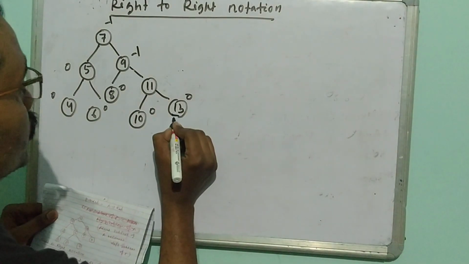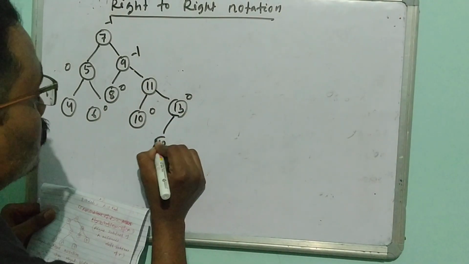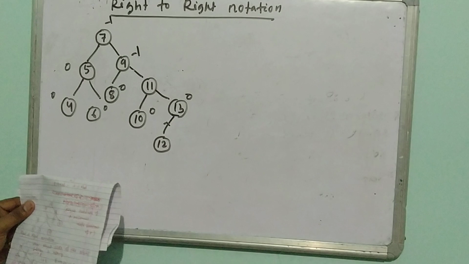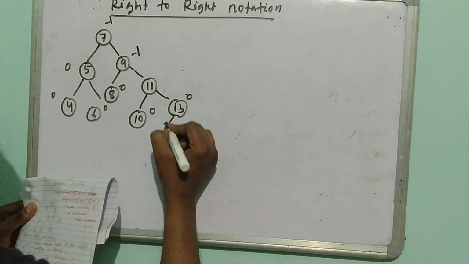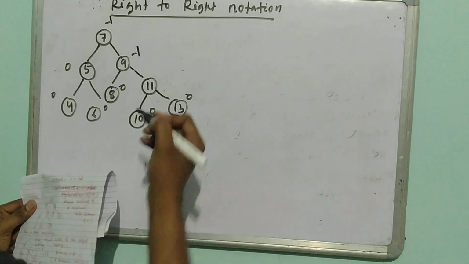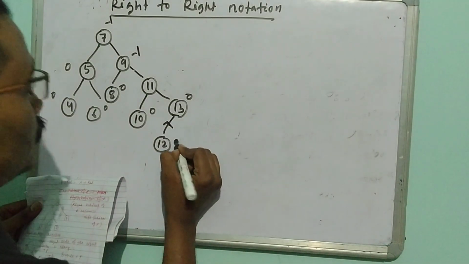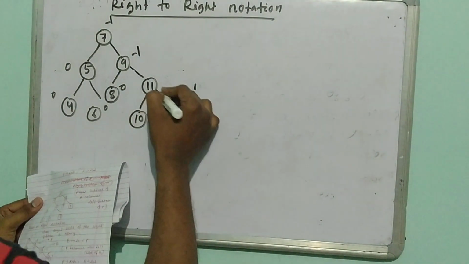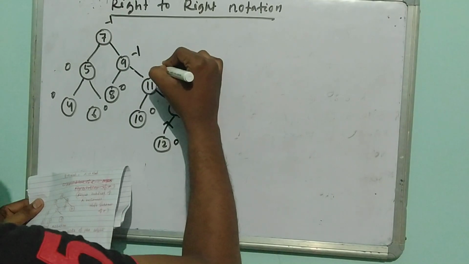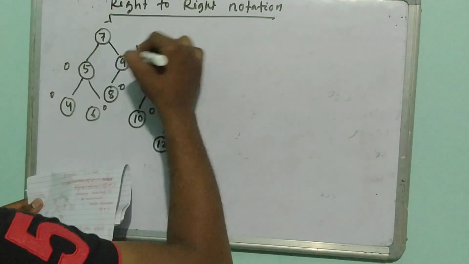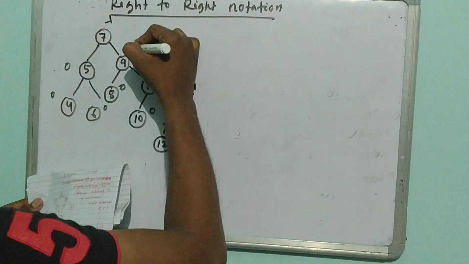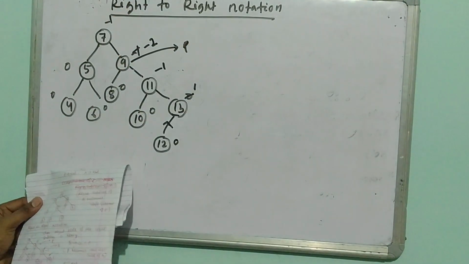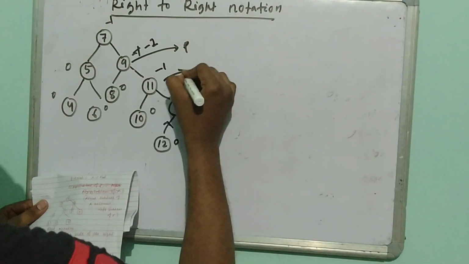Now let me insert 12 here. If I insert 15 on this part, the right part of the right subtree becomes heavy. Whenever I insert 12 here, what will happen? This becomes 0, and the left is heavy so this becomes 1. This is 1, 2 and 1, this is right heavy -1, and this is 1, 2, 3, and 1. This becomes -2, and this becomes the pivot node where the balance factor drastically increases, and this is B.